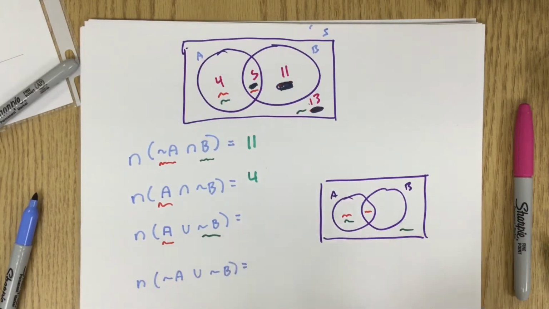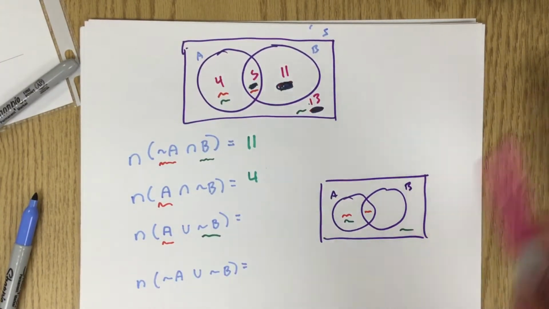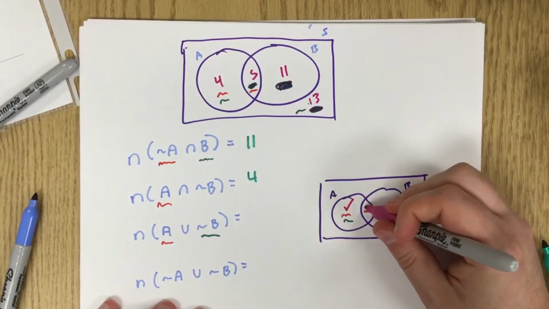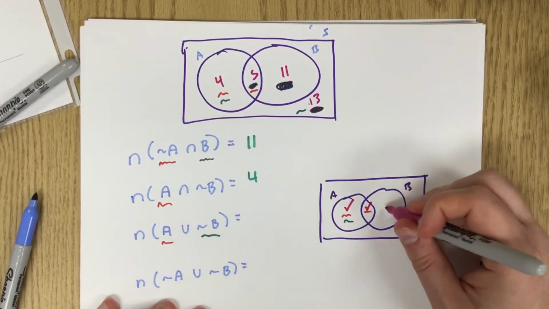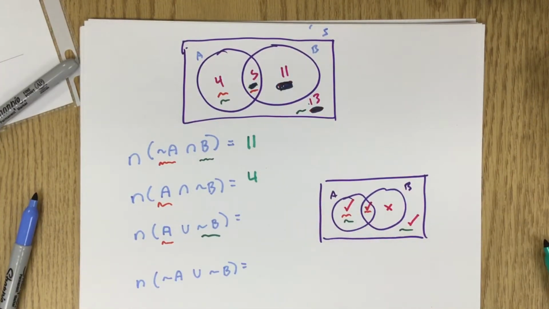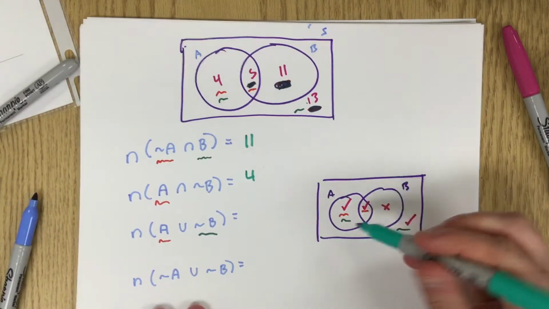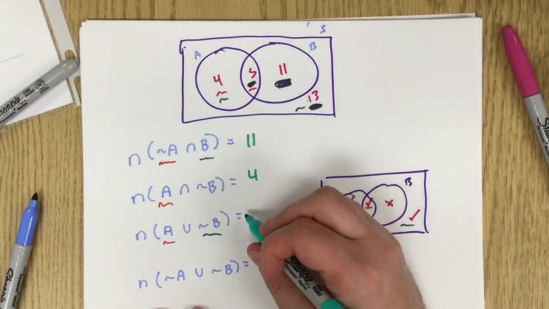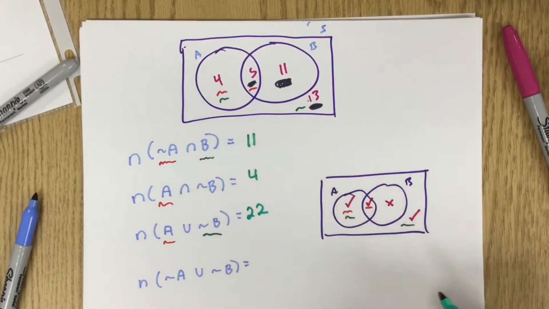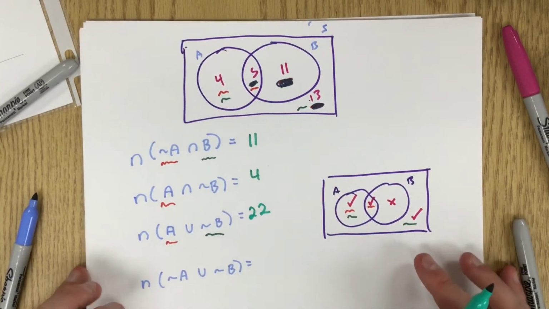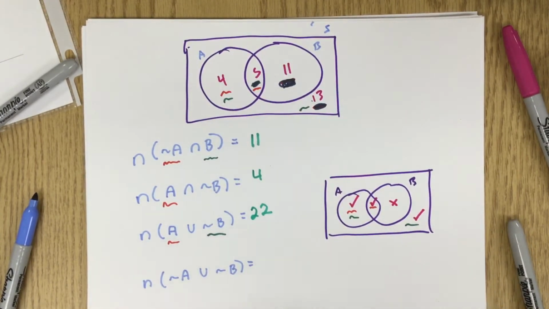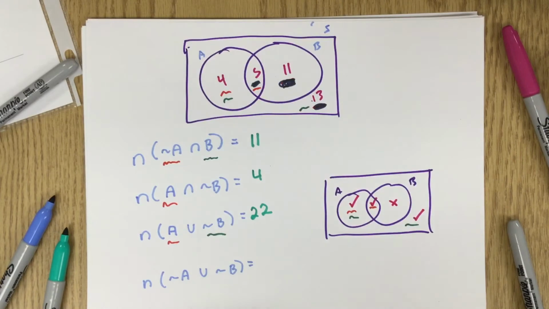But OR means at least one of them is true. So where do we have at least one of them is true? So in this zone, at least one's true, at least one's true, at least one's true, and here neither condition is true. And so it's going to be the 4, the 5, and the 13. And 13 plus 9 is 22. And then we have this one over here, not A or not B.